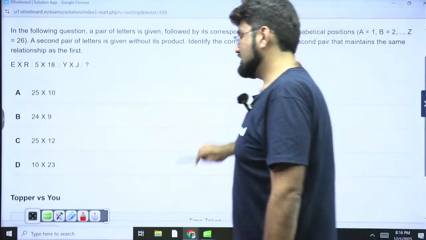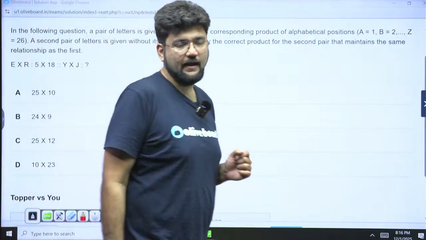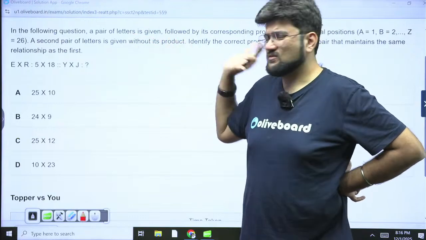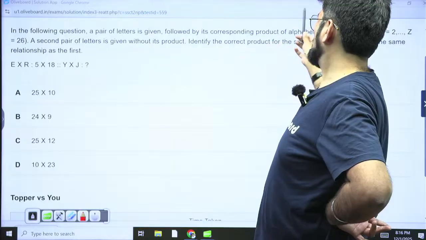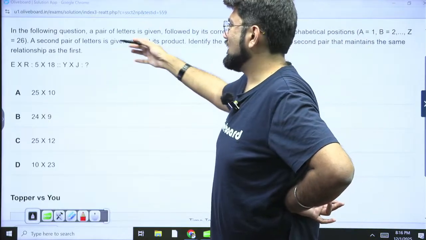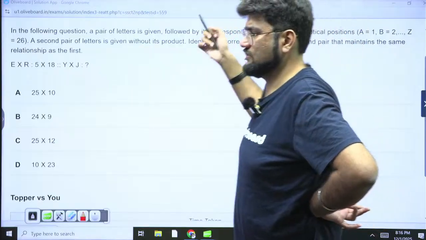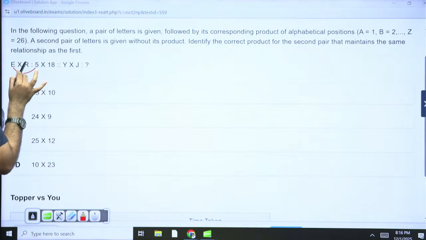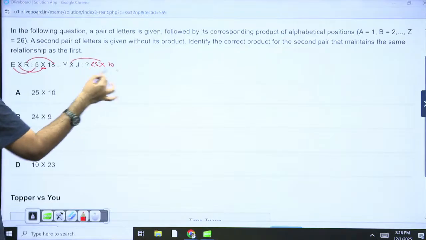Now this is a live example of how things can throw you off balance. Why? Because this question is given, a lot of people will read through it. They will understand what exactly they are trying to ask. And you will read, a pair of letters given followed by corresponding product of alphabetical positions. Second pair of letters is given without its product. Identify the correct product of the second pair that maintains the same relationship as the first. But when you look at the actual analogy, it's very simple. Place value of E is given here, place value of R is given here. X means the product sign is there here also. So Y means 25, J means 10. That's it. That's what we're looking for.